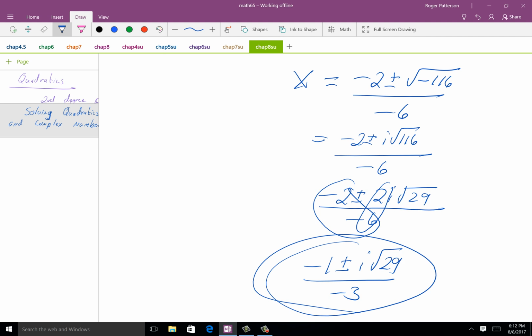Now if we graph it, it's going to be something like this. It's not going to cross the x-axis. I don't know exactly where it's going to be, but it's not going to cross the x-axis.